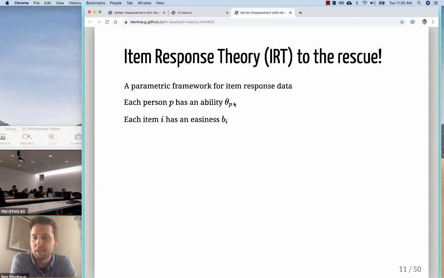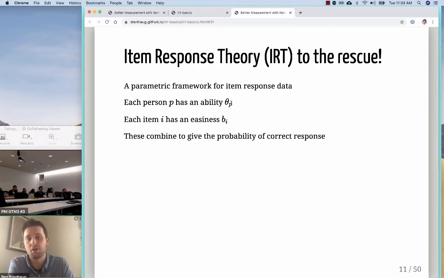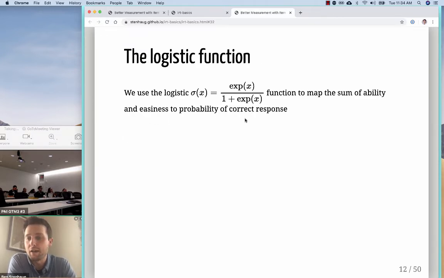And then in the simplest version of things, each item also needs a parameter, and we'll call that its easiness, B sub I. So if B is higher, the item's easier. If B is lower, the item's harder. If theta's higher, the person's better or has more of the latent trait, and lower, they don't. And then now what we need is a way to take these two parameters and put them together to create a probability of correct response. A person with ability P theta responds to an item with easiness B. What is their probability of answering the question correct?